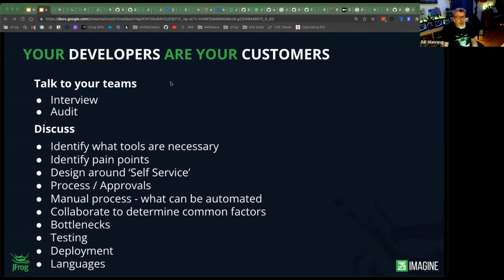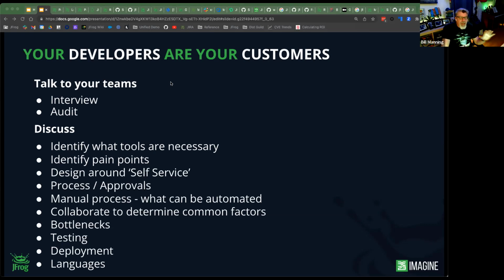And when you are developing as your teams and you are starting to look at this, these are things you need to keep in mind. First of all, you need to treat your internal customers like customers. Your developers, your operations people, treat them, query them. Interview and audit, identify what tool parts are necessary. Look at the pain points, look for processes and approvals that might be hindering. Design around self-service. If there's anything manual, can it actually be automated?